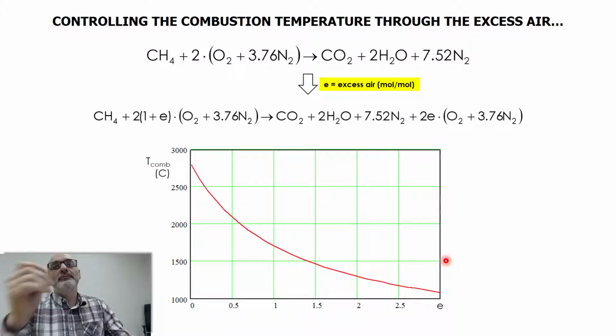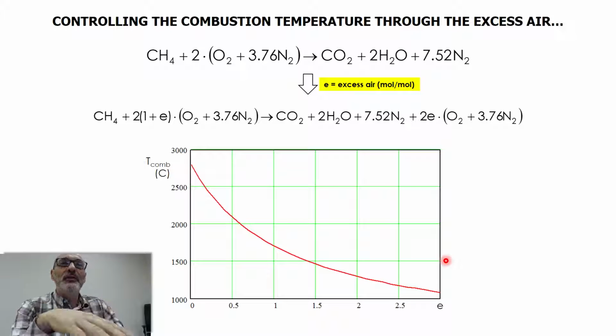About the nitrogen, is this number 3.76 a constant? Yeah, it's a constant, because that's the constitution of atmospheric air. Okay? Atmospheric air is 79% nitrogen, 21% oxygen, and so on.